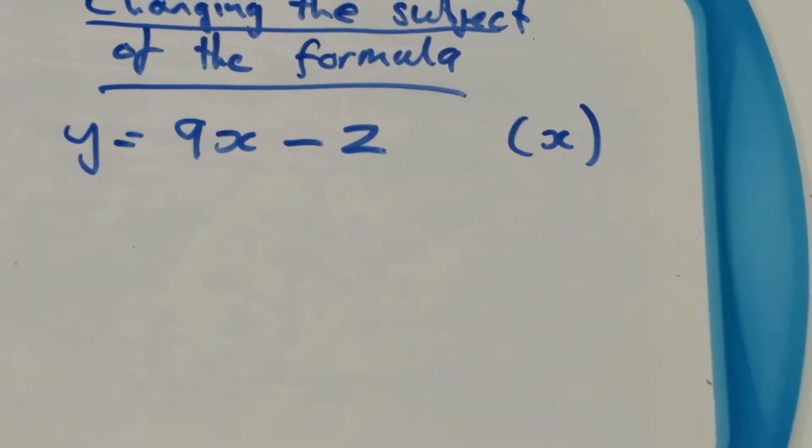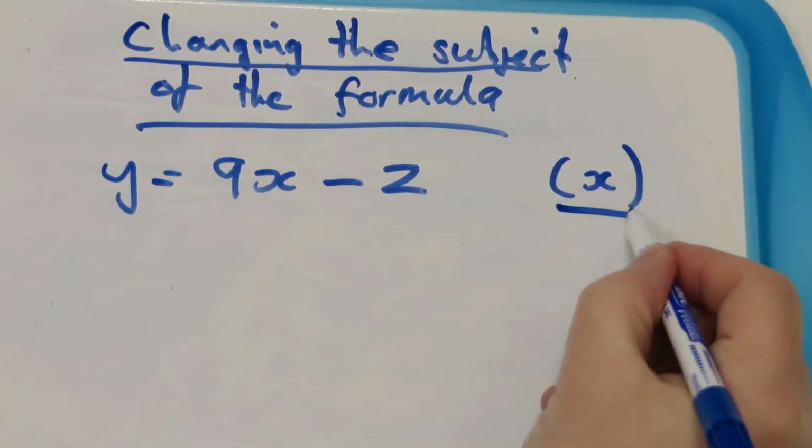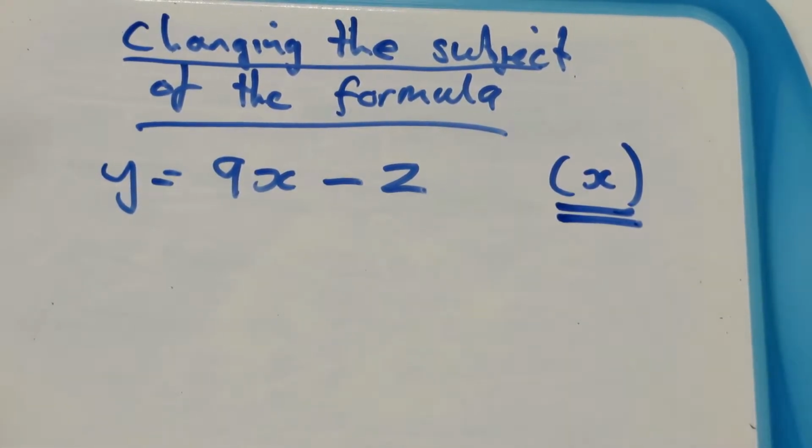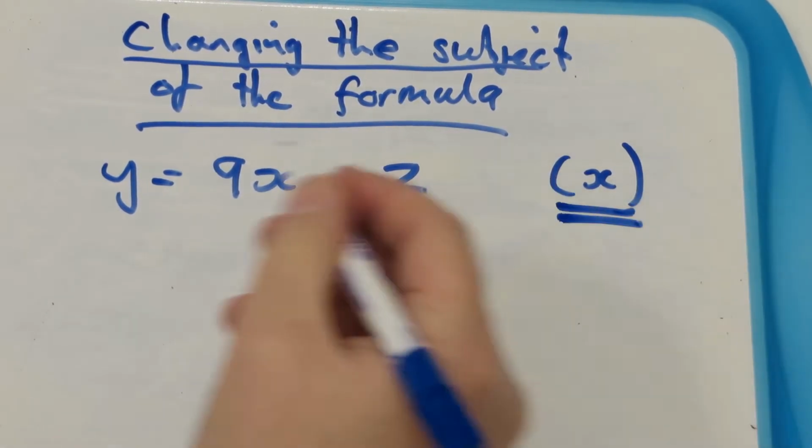Okay, we're now going to be looking at changing the subject of the formula, and this will enable you to complete exercise 5E on Unit 3. So changing the subject of the formula means exactly that. This particular equation at the moment is y equals 9x minus 2. What we want to do is now rearrange it so that we end up with x equals. So we're going to now look to see how we can achieve that.